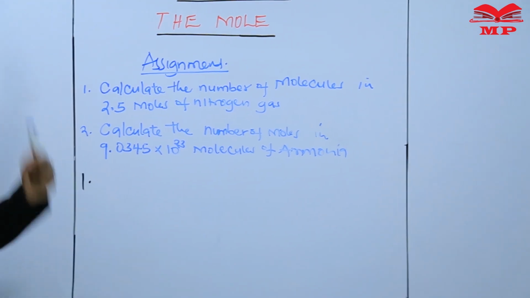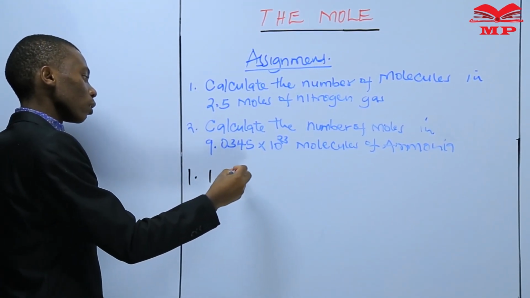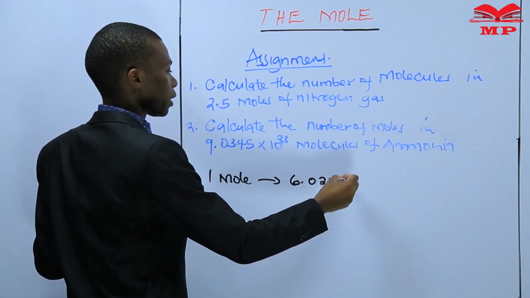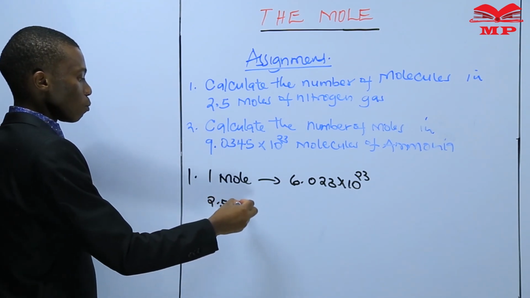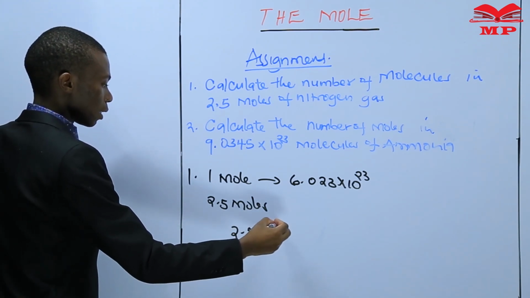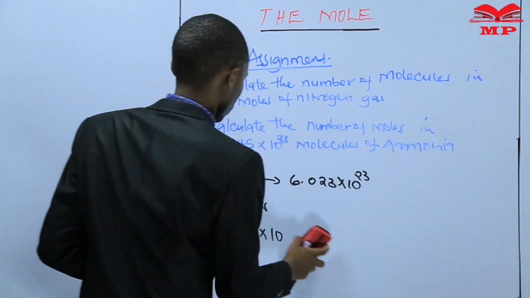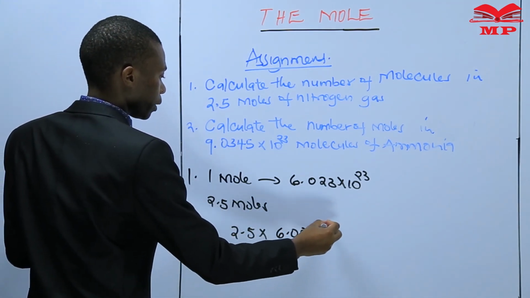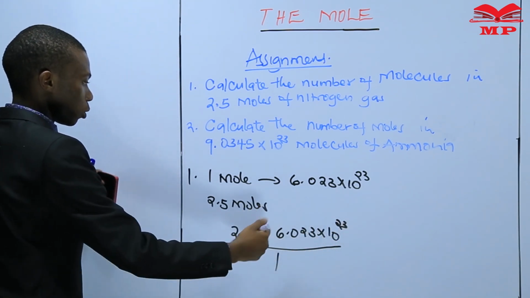Calculate the number of molecules in 2.5 moles of nitrogen gas. You see that 1 mole has 6.023 times 10 raised to power 23. Now what about 2.5 moles? This will be 2.5 times 6.023 times 10 raised to power 23 divided by 1. It's just cross multiplication.